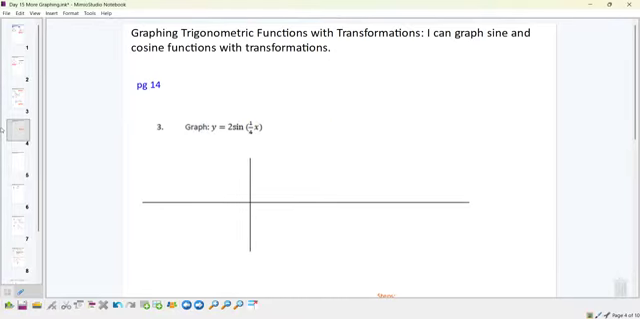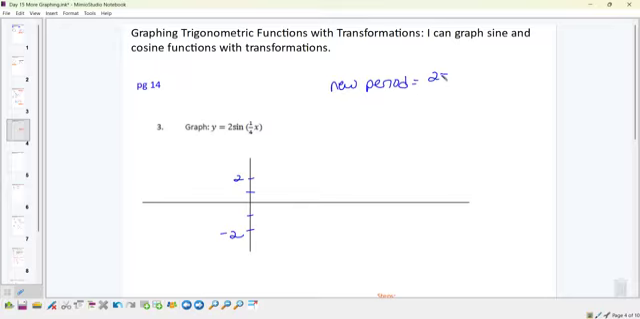All right, number 3. Pause the video and try to lay out all the properties. So we start with a midline of 0 and an amplitude of 2. So we're going to go up 2 and down 2. There's a period change.